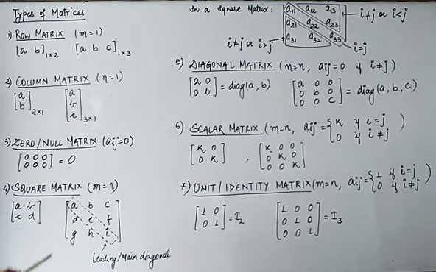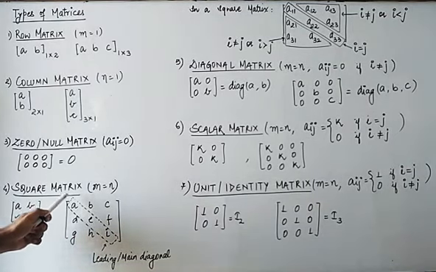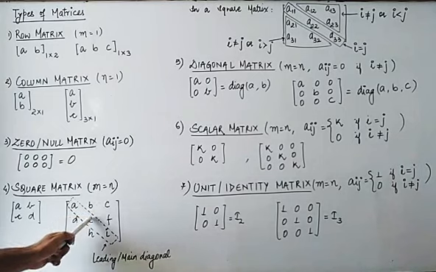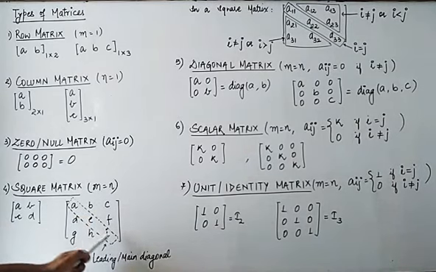In a square matrix we have a diagonal. Look, this A, E, I. This is a diagonal. So this diagonal is known as the leading diagonal or main diagonal. We have another diagonal C, E, G. But this diagonal A, E, I is known as the main diagonal, the leading diagonal or the principal diagonal.